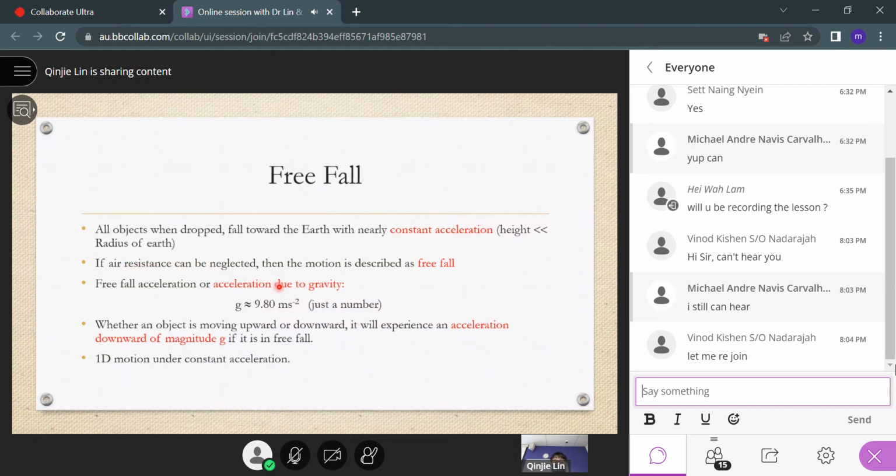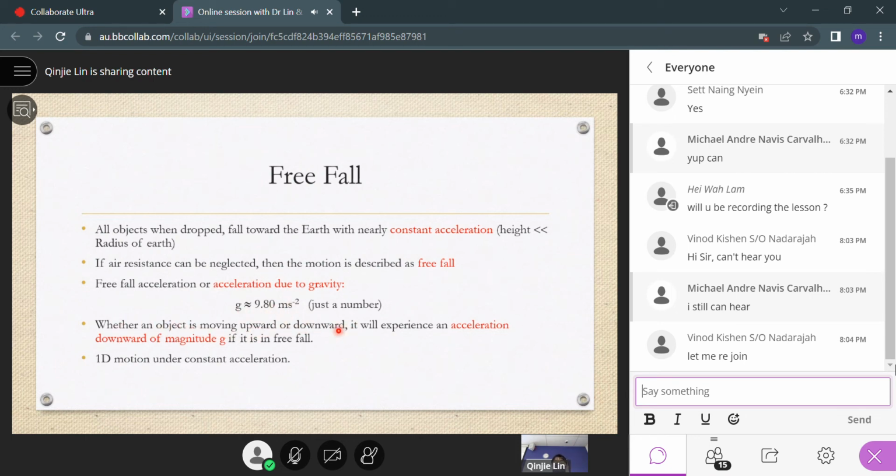If air resistance can be neglected, then we say the motion is free fall. And this free fall acceleration, or rather acceleration due to gravity or gravitational acceleration, we will use this value. It's just a constant number that we need to solve problems where objects are dropped. So if we need, we'll be using g equals 9.8. Some people use 9.81, but you should get about the same answer. You can use either. Just use 9.8, but if you use 9.81, I will mark you wrong.